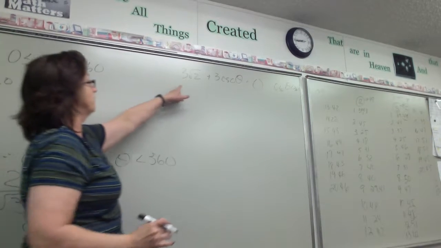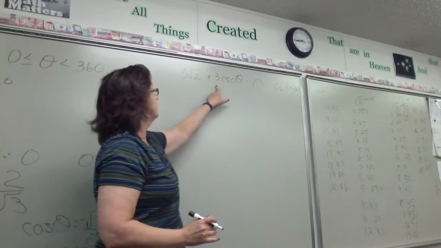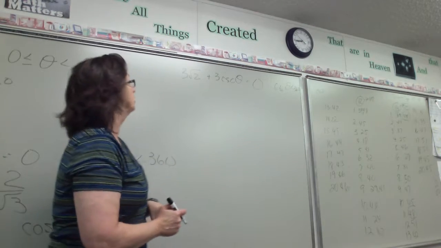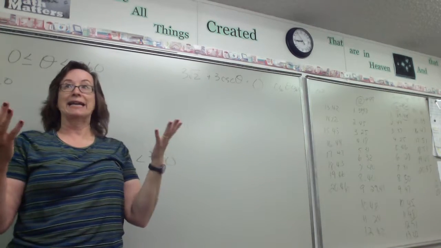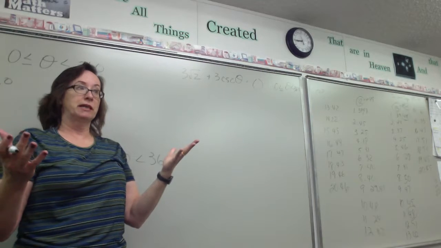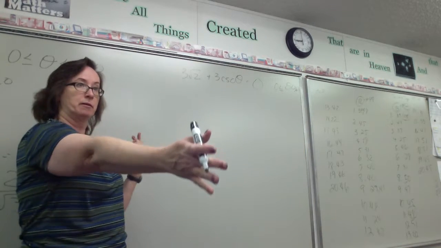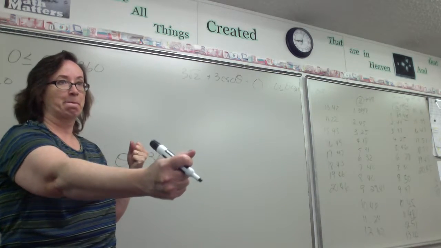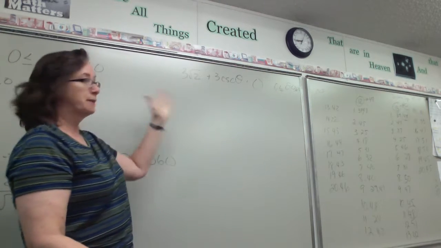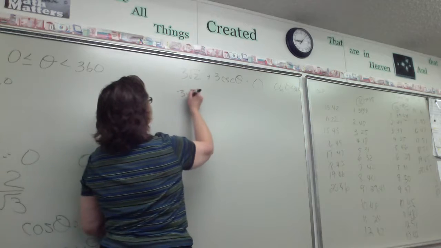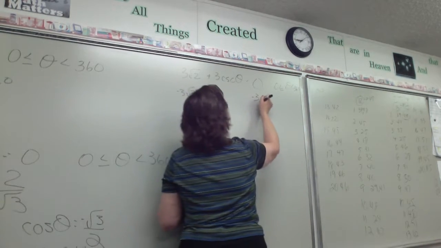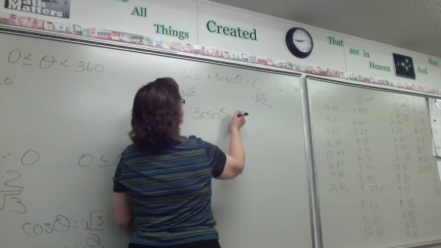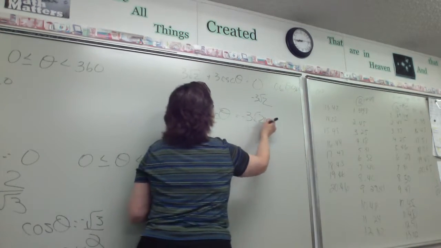Now I got another one over here. That is 3 square root of 2 plus 3 cosecant theta is 0 in the same range. So now I'm going to do what? I got to get my cosecant by itself. First step. Zach, first step. Subtract 3 square root of 2. Very good. I'm going to subtract 3 square root of 2 from both sides. So now I've got 3 cosecant theta is negative 3 square root of 2.